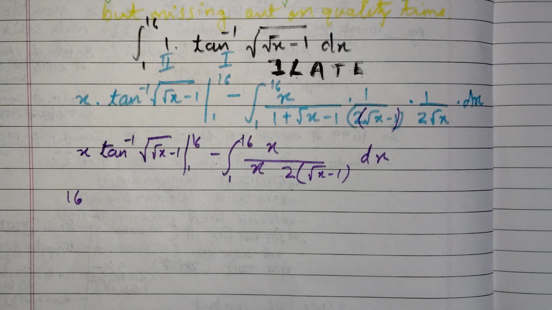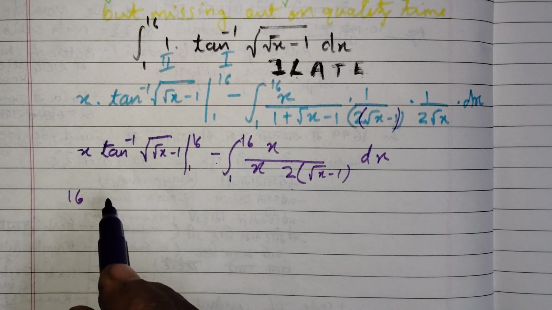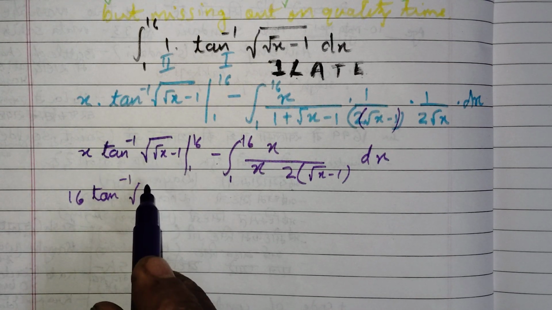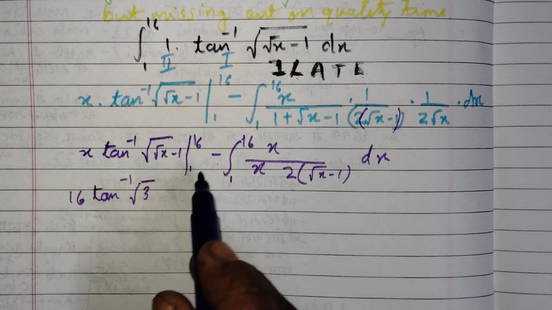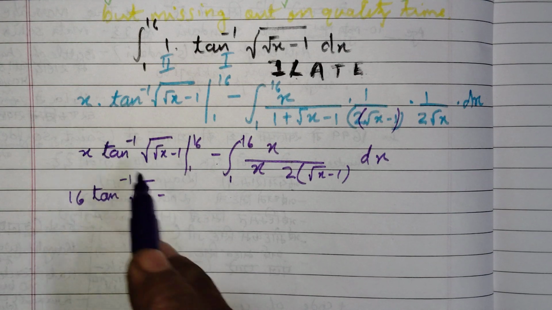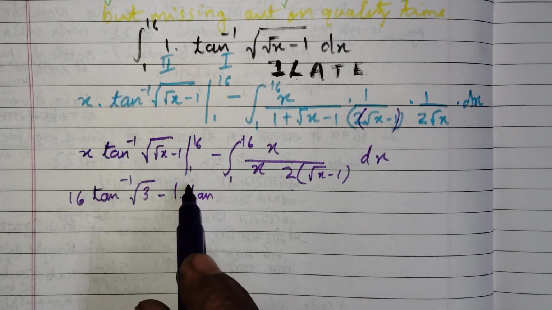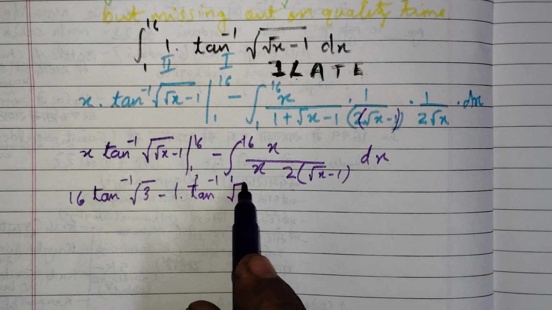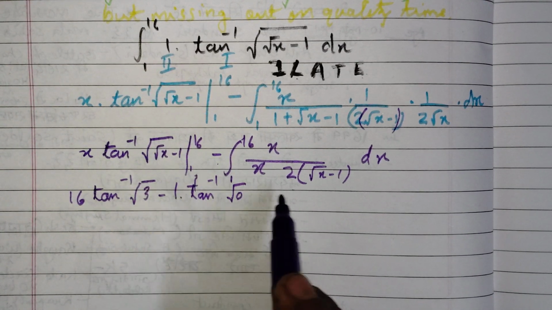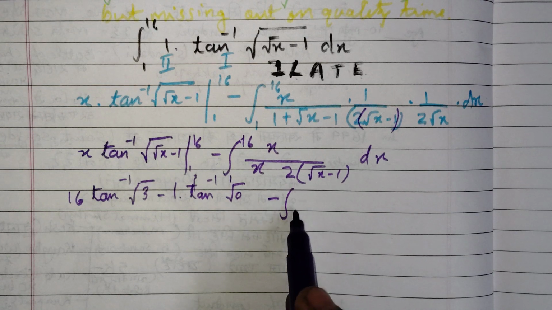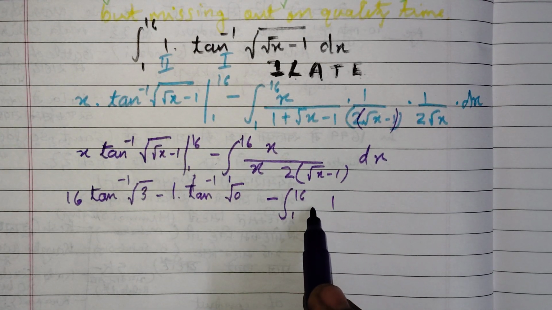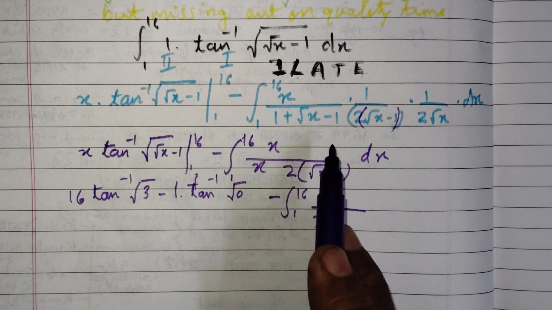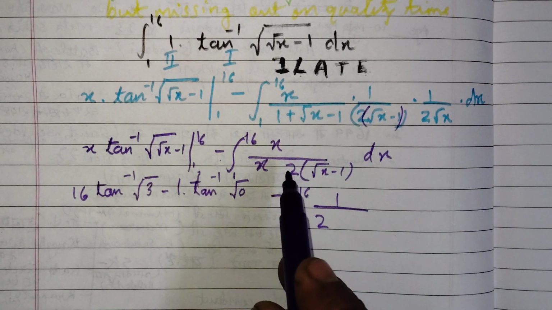First we put the upper limit, 16, for x, and then tan inverse of square root. Square root of 16 is 4, and 4 minus 1 is 3. Then we put a minus sign, then plug in 1 into tan inverse of square root; square root of 1 is 1, so 1 minus 1 is 0. The limit is put. Now for 1 to 16, here we get only 1 upon 2, and then there is 2 times 2, so we get 4.